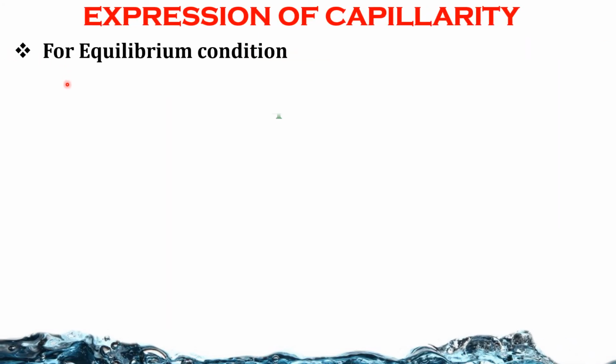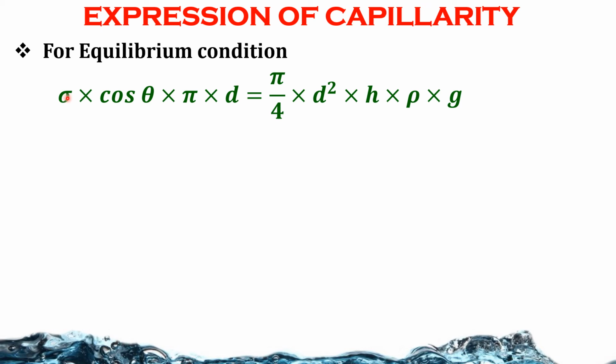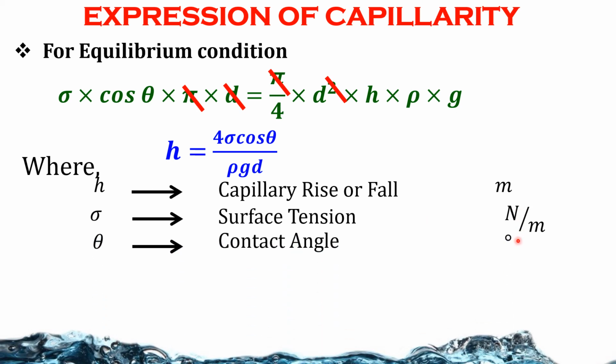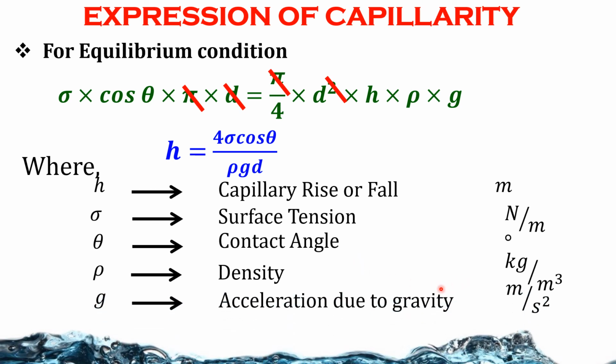For an equilibrium condition, the sum of upward force is equal to the sum of downward force. The surface tension force acts in the upward direction, whereas the weight of the liquid column acts in the downward direction. Therefore, on simplification, we get h is equal to 4 sigma cos theta divided by rho g d, where h is the capillarity rise or fall in meters, sigma is the surface tension, theta is the contact angle in degrees, rho is the density of the liquid in kg per meter cube, g is the acceleration due to gravity in meter per second square, and d is the diameter of the tube in meters.